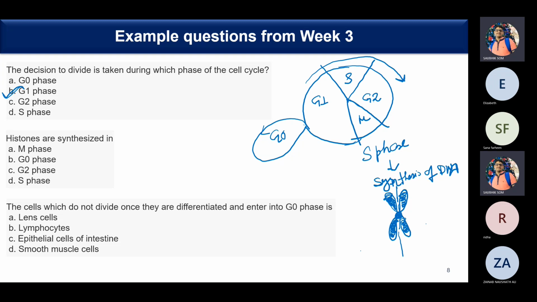In part of the centromere, right? Centromere. This is telomere. Correct.